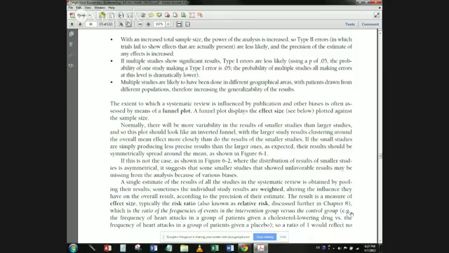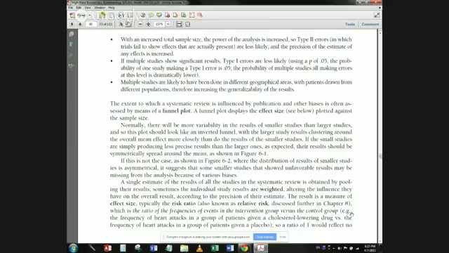If the small studies are simply producing less precise results than the larger ones as expected, their results should be symmetrically spread around the mean, as shown in Figure 6.1. If this is not the case, as shown in Figure 6.2, where the distribution of results of smaller studies is asymmetrical, it suggests that some smaller studies that showed unfavorable results may be missing from the analysis because of various biases.